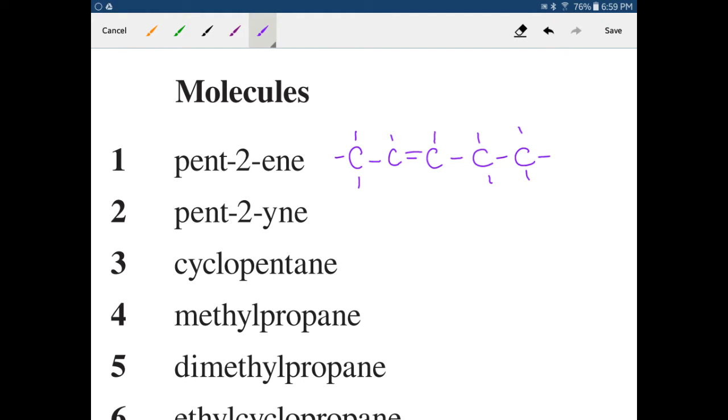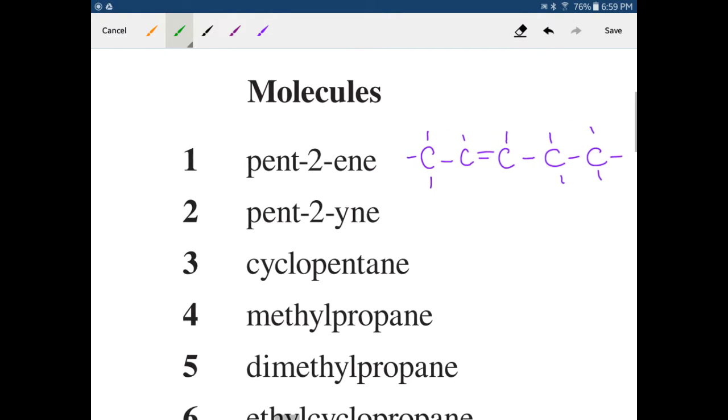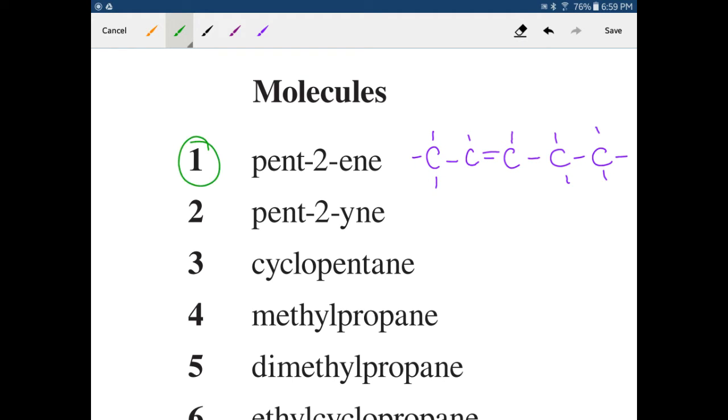So if I count each line as a hydrogen, I would get C5H 1, 2, 3, 4, 5, 6, 7, 8, 9, 10. So I get 10. So C5H10, that is in fact one of our isomers that we have here.